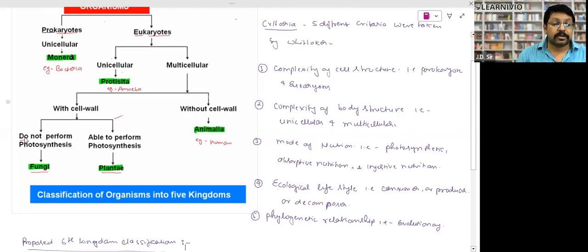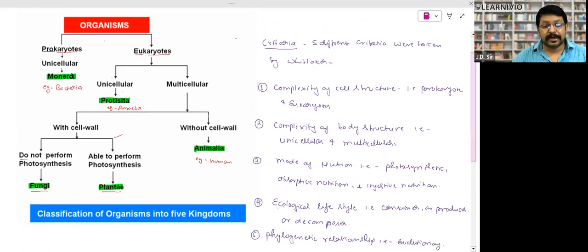But fungi are not green; they cannot make their own food. They are dependent on dead and decaying material. So there are those which do not perform photosynthesis, fungi, and those which are able to perform photosynthesis. That's how he created 5 kingdoms: 1, 2, 3, 4, and 5. So this was the 5 kingdom classification system designed by R.H. Whittaker.